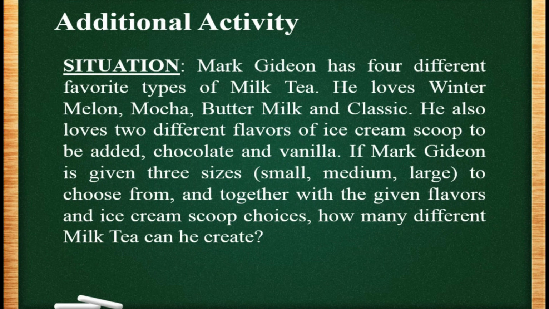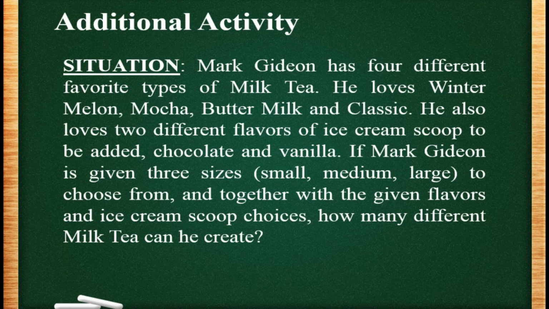Mark Gideon has 4 different favorite types of milk tea. He loves winter melon, mocha, buttermilk, and classic. He also loves 2 different flavors of ice cream scoop to be added, chocolate and vanilla. If Mark Gideon is given 3 sizes, small, medium, and large, to choose from, and together with the given flavors and ice cream scoop choices, how many different milk tea can he create?